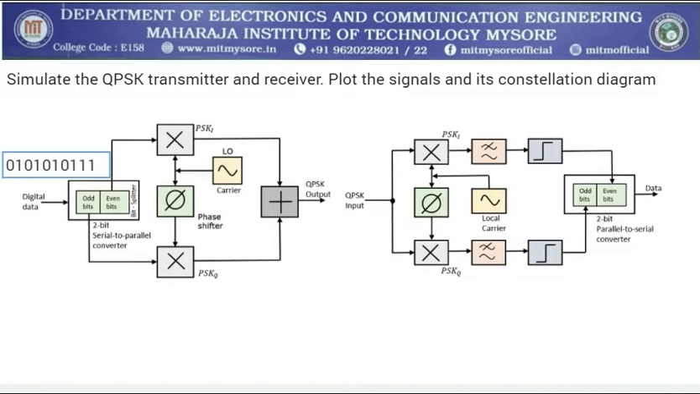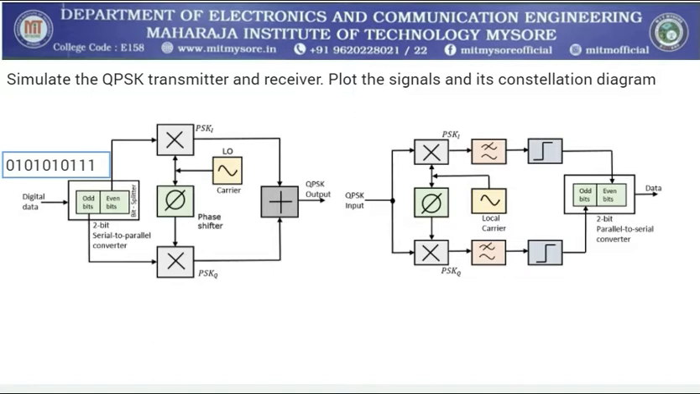How exactly this bit splitter works is, it's going to take odd bits and even bits, and they will be sent to the serial to parallel converter. Then they will be sent to the PSK blocks, where we are going to have sin omega ct and cos omega ct.